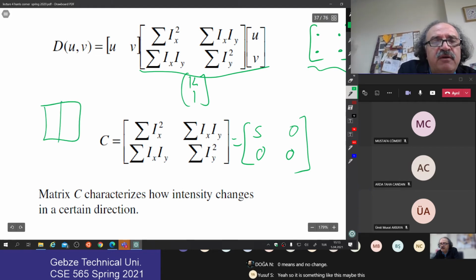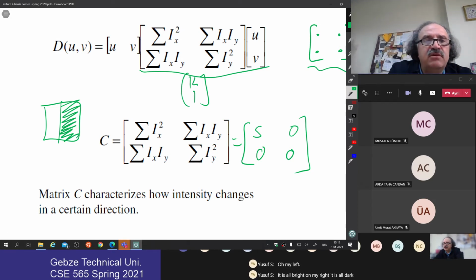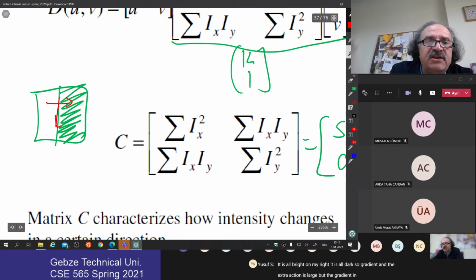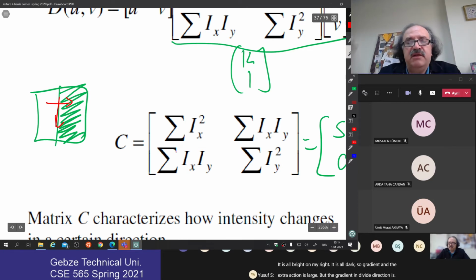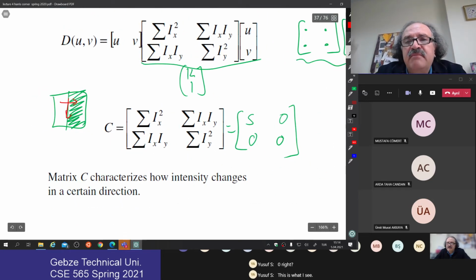If this is my window, on my left it is all bright, on my right it is all dark. So the gradient in the x direction is large, but the gradient in the y direction is 0, right? This is what I see. Doesn't matter what kind of UV values are, I can see this one, right?